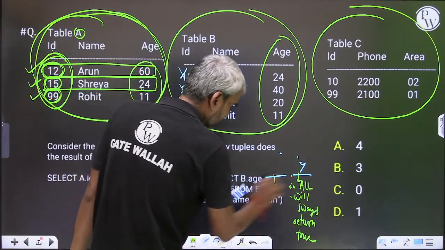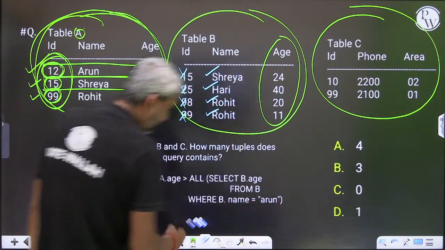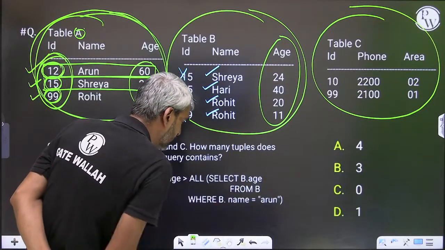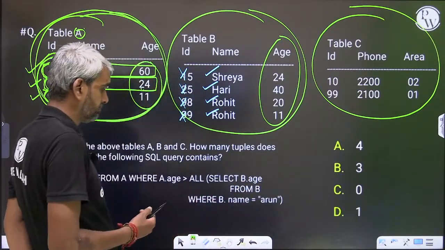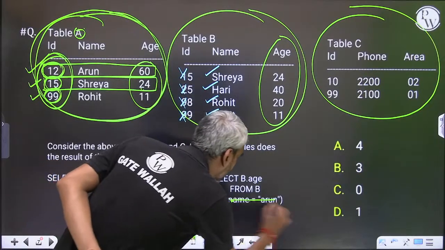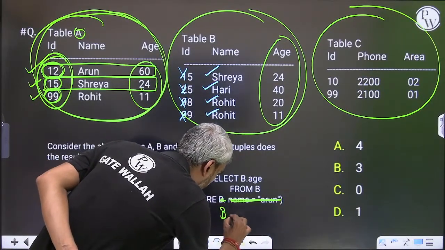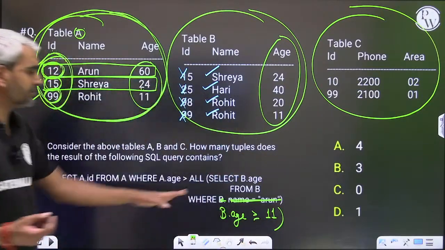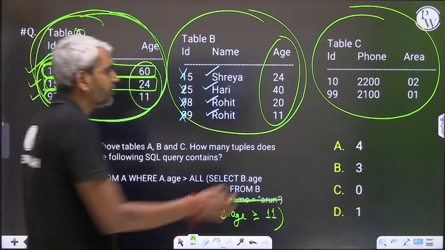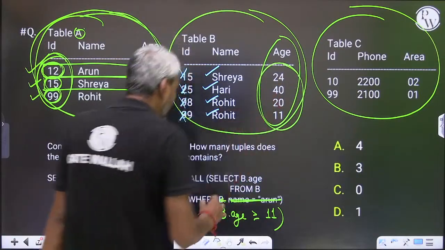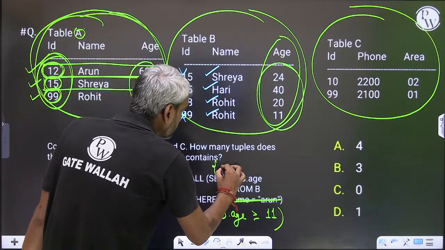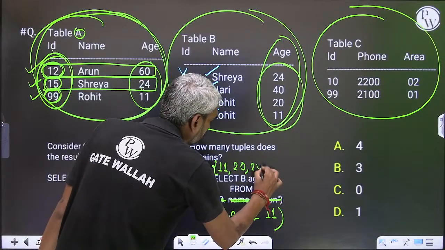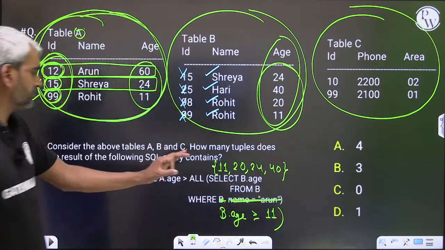Things can be rephrased. Look at this. If you want to select all the tuples, then let's do one thing: select B.age from B where, change the condition, B.age is greater than or equals to 11. If this is the condition, then all these specific ages will be selected. That means the output will be, let me write in this order, it does not matter in what order they are present, 11, 20, 24 and 40. All these ages will be present.